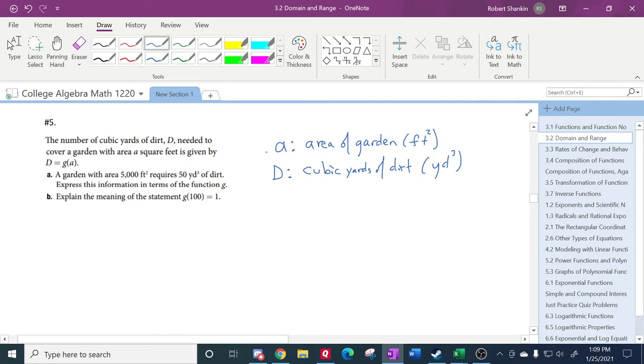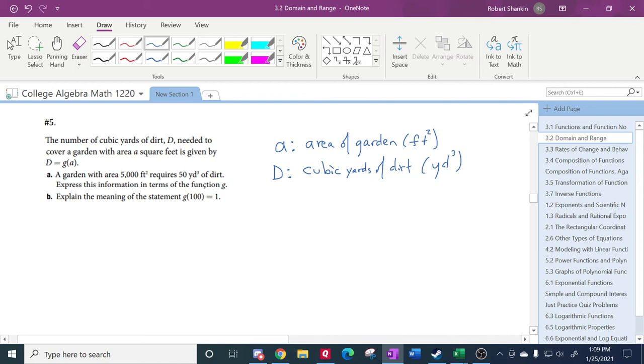Once I write this down, this is how I do every math problem that has words, and it's helped me out so many times. I just write out the input variable first, then the output variable, and a brief description of each, and that orients me on any question. So, when they said a garden with area 5,000 square feet, I can just look over here. 5,000 is not the D, that would be cubic yards. This is a garden with area 5,000 square feet requires 50 cubic yards of dirt.